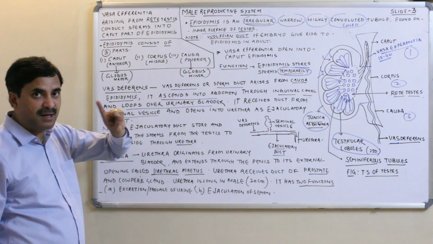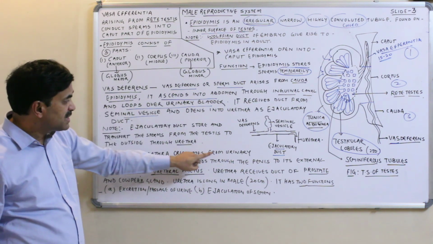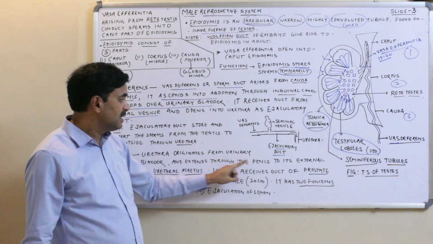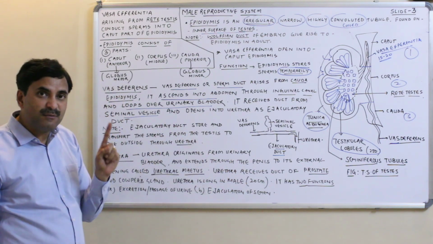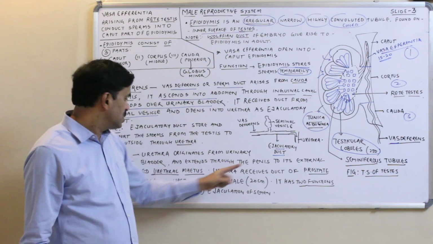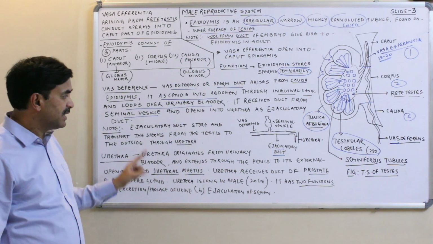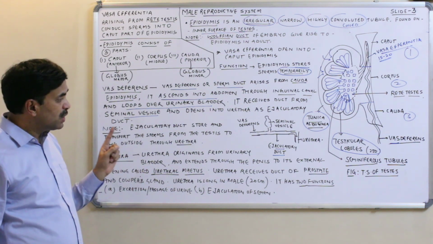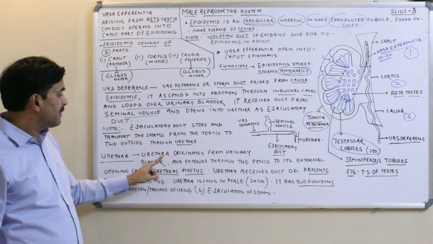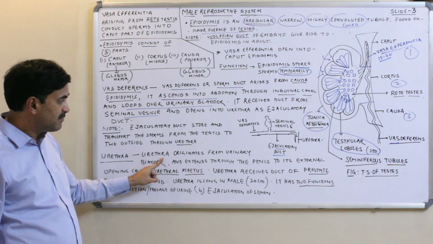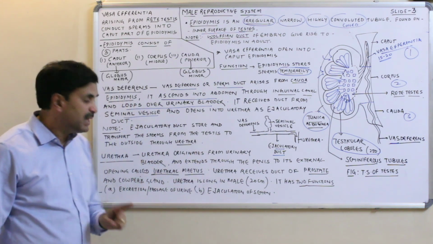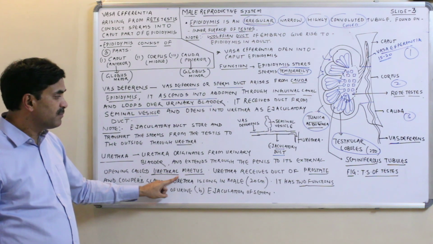Just now you will see in a diagram. The urethra originates from the urinary bladder and extends through the penis to its external opening, which is called the urethral meatus.